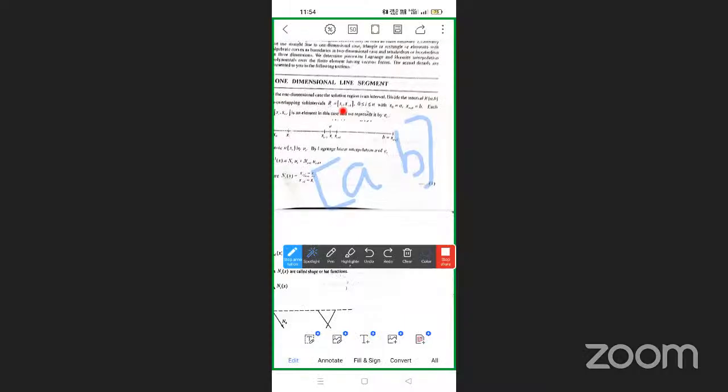r is equal to xi comma xi plus 1. So divide the interval a comma b into non-overlapping subintervals xi comma xi plus 1, where 0 is less than or equal to i less than or equal to n, with x naught equal to a, xi plus 1 equal to b. So starting element x naught is equal to a, and xi plus 1 is equal to b.